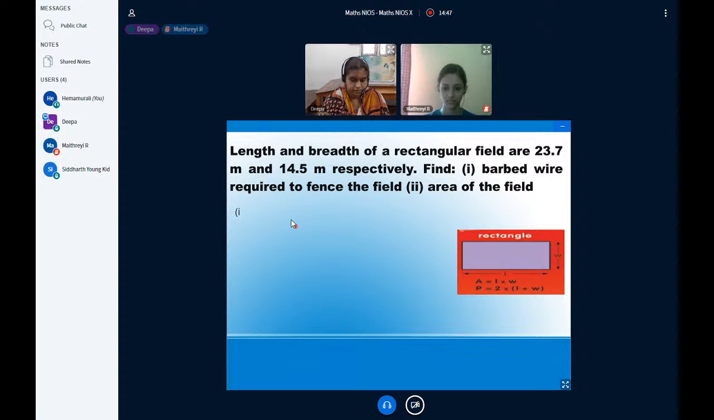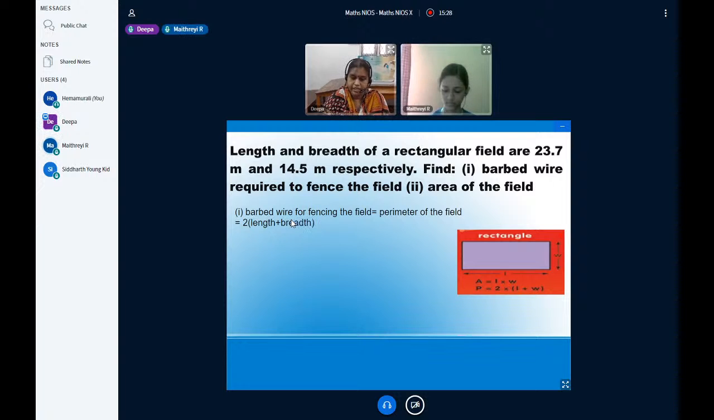Barbed wire for fencing the field means we should find the perimeter of the field. Then what is the formula for perimeter of the field? Because this field is in which shape? Rectangle shape. So perimeter of the rectangle is equal to 2 into length plus breadth. Very good.